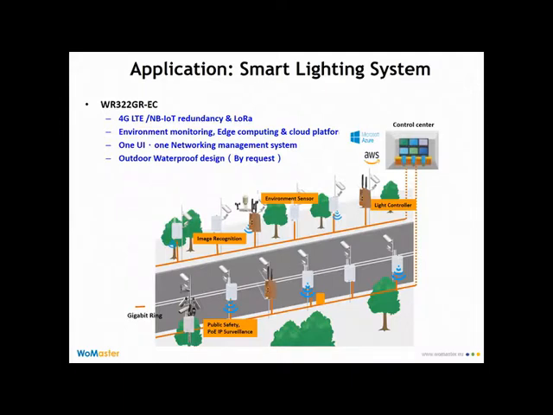Nowadays, smart light control system is a common application in the smart city. Sometimes it comes with other applications like environment sensors we mentioned in the last webinar, image recognition, and public safety. We can use the ring architecture to integrate at least the different applications for redundancy. Based on different requests, we can choose 4G LTE, NB-IoT, or LoRa to collect the data back to our platform with one GUI and the network management platform.